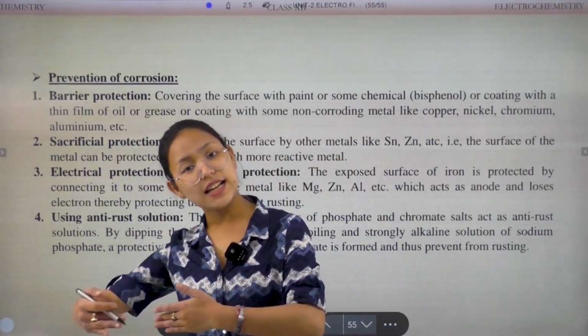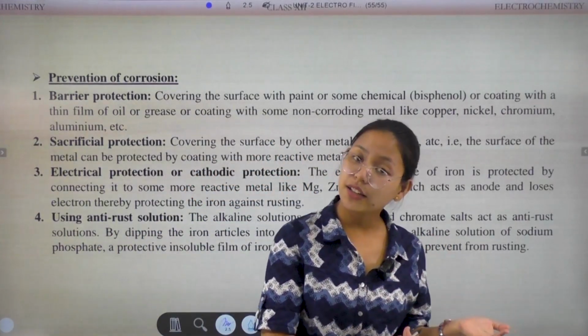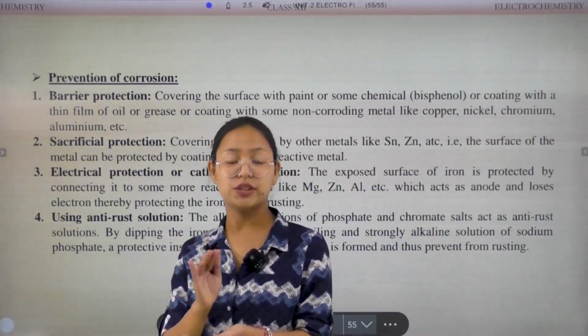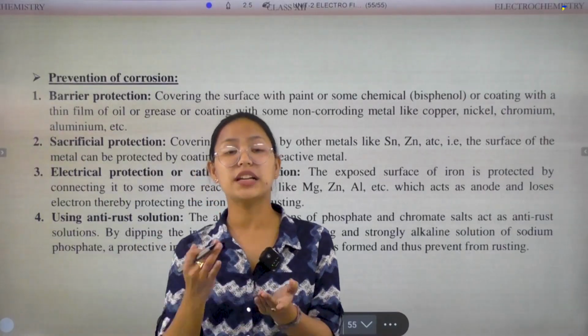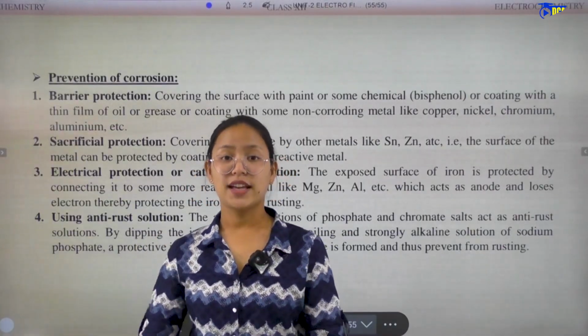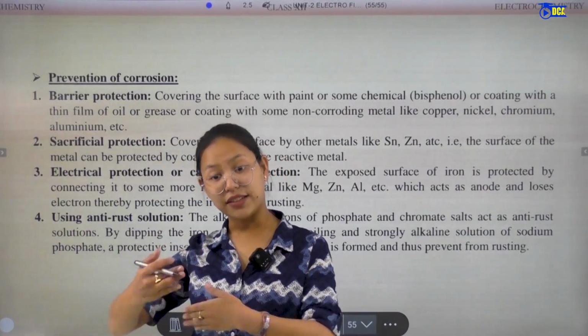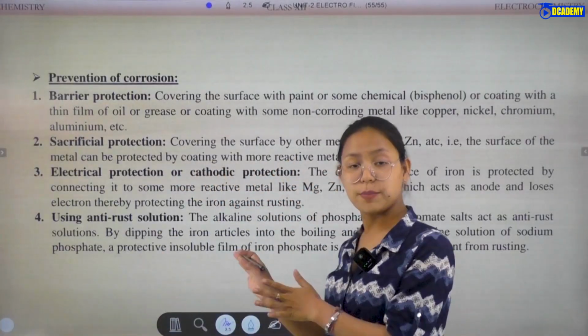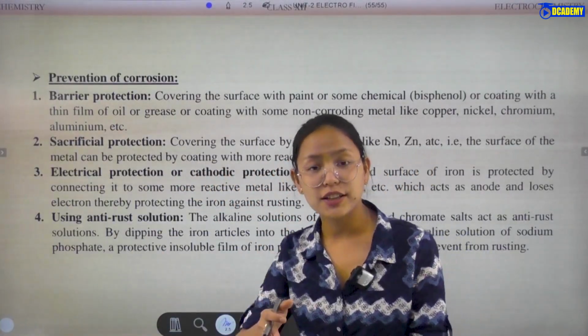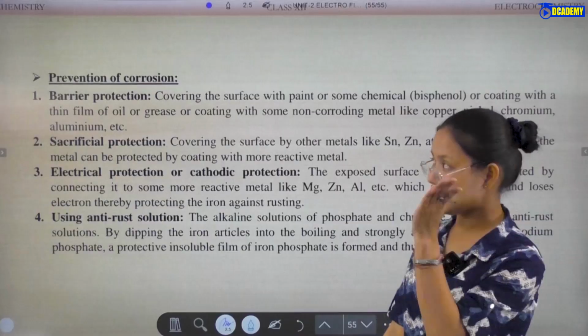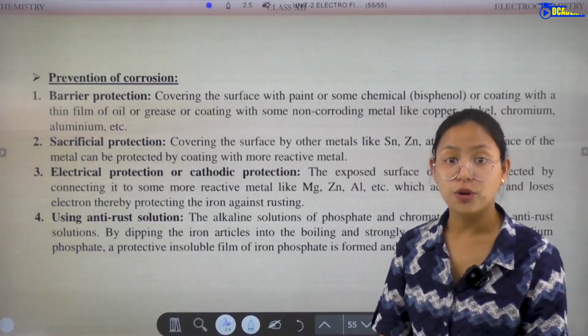In the previous classes, you have already learned about corrosion and rusting. So we will be recapping all those things in this topic. Let's see prevention of corrosion.